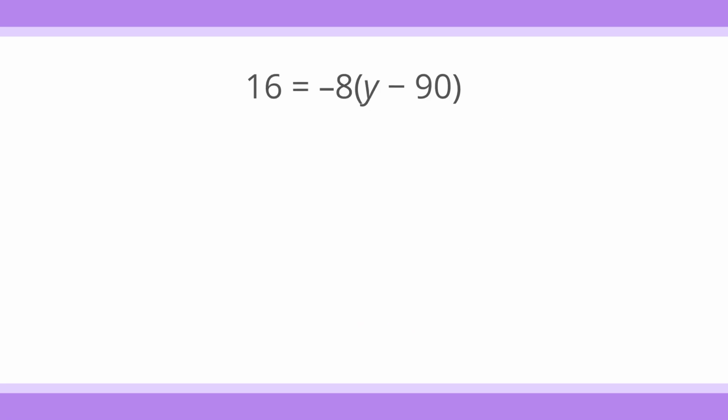Our last example looks a little different as well. We are trying to isolate the variable y. It looks like 90 is being subtracted from y, then that expression is being multiplied by negative 8. Since multiplying by negative 8 is the last operation shown, we'll need to start by dividing by negative 8 on both sides first. On the left, 16 divided by negative 8 is negative 2, and on the right, negative 8 divided by negative 8 cancels to 1, leaving us with just the expression inside parentheses, y minus 90.